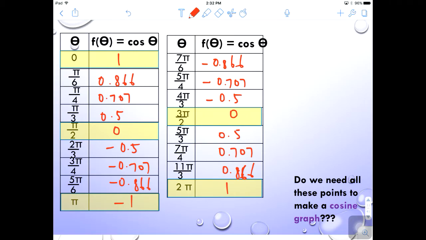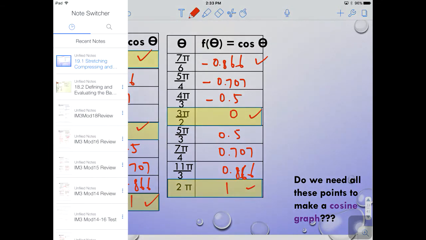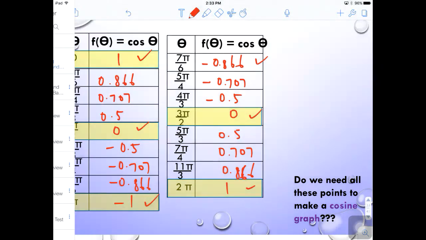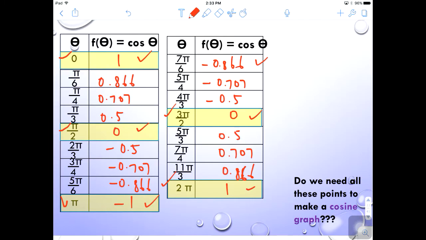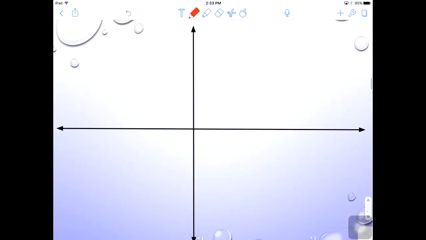So notice again, we have the 5 key points here. Notice the x values do not change for the key points. It's still at 0, pi over 2, pi, 3 pi over 2, and 2 pi. And so what does the graph look like when you graph this? Do we again need all of these points? Once again, you do not need those, and we're only going to be using the 5 key points that are highlighted here. And when we do that, we will have the cosine.